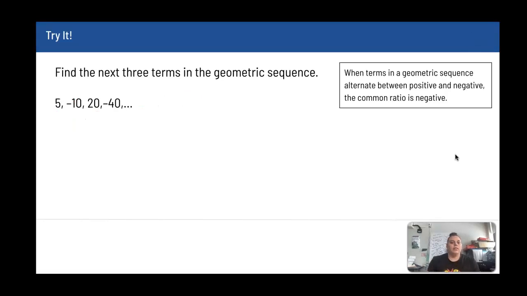Now you try this one. Find the next three terms in this sequence. One helpful hint is that when terms in a geometric sequence alternate between positive and negative, like this one does, your common ratio is going to be a negative number. You should get an answer for this one. We are multiplying by -2 each time, so we'll get positive 80, negative 160, and positive 320 as the next three terms in this sequence.